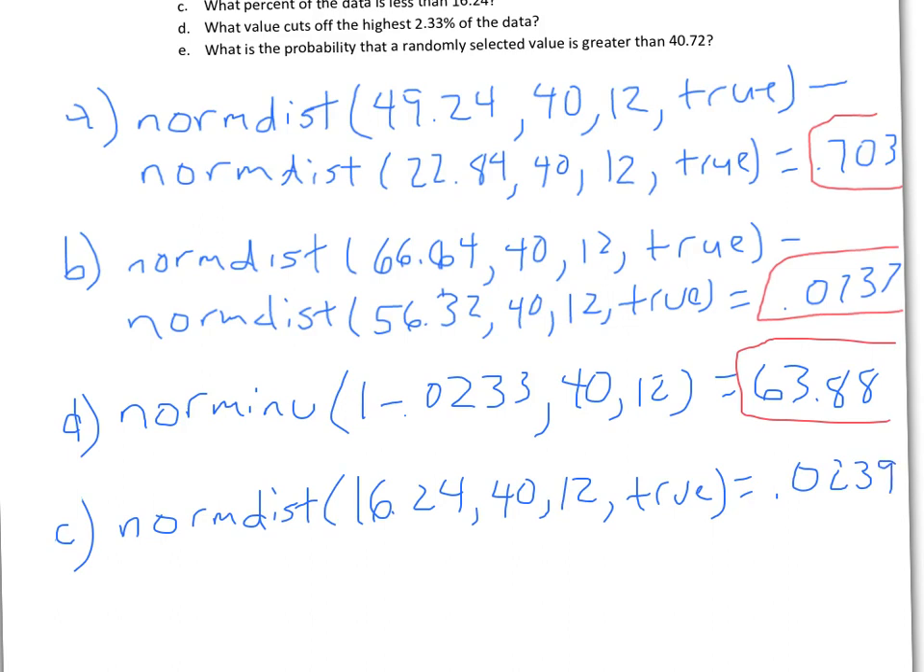There are, of course, other ways you could have done this. You could have found the z-score for 16.24, minus 40 divided by 12. Don't know what that is off the top of my head, but once you found that, grab your z-table and just read off what it says on that first table. And then finally we have E.